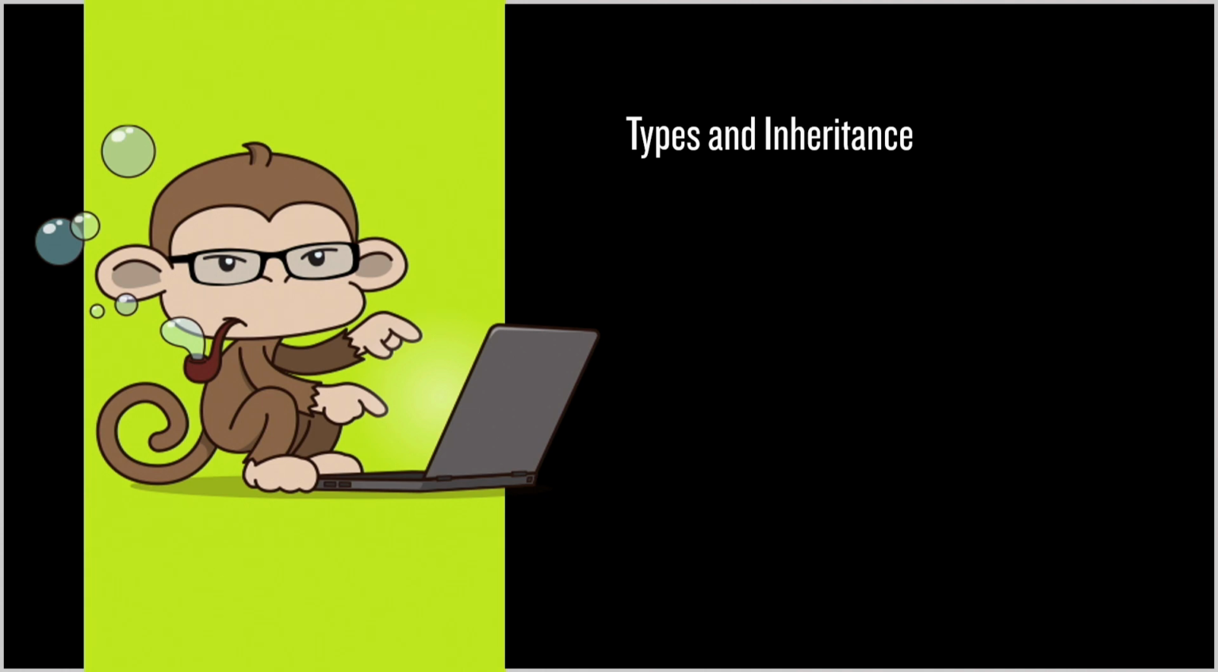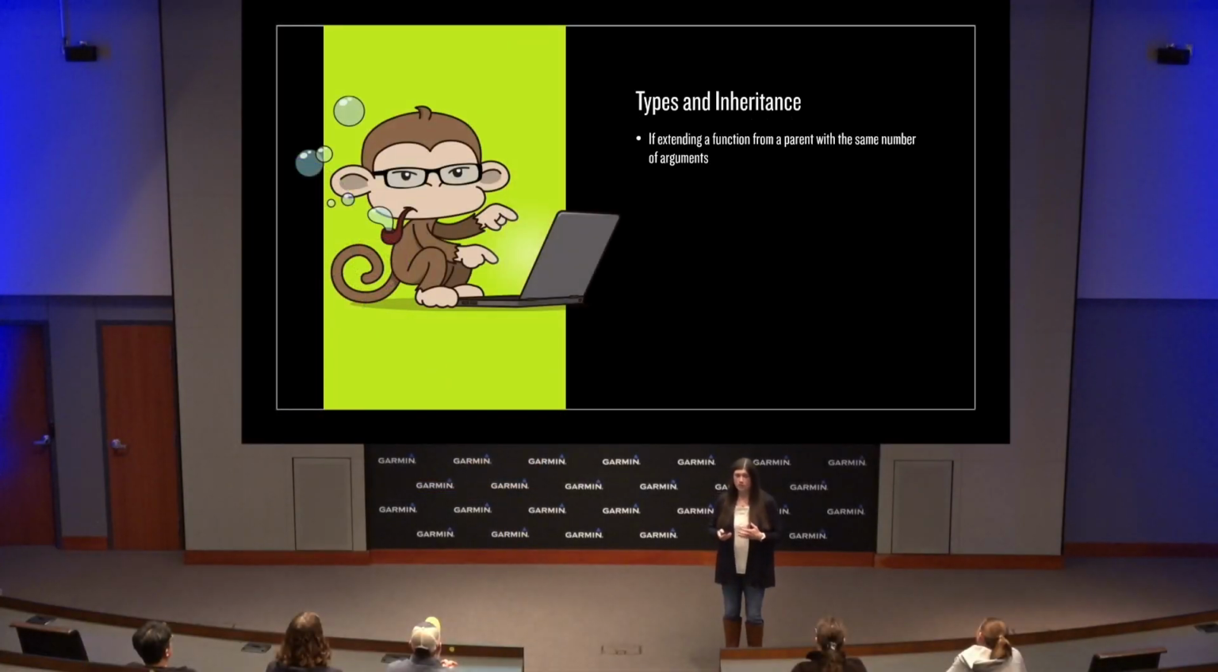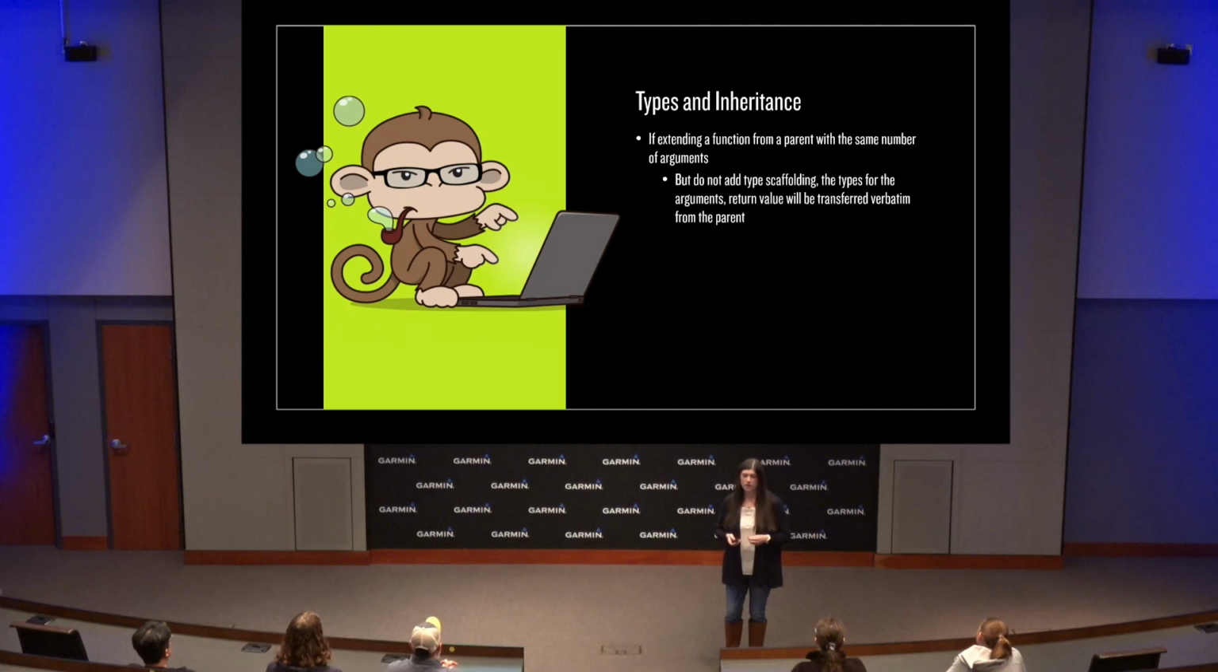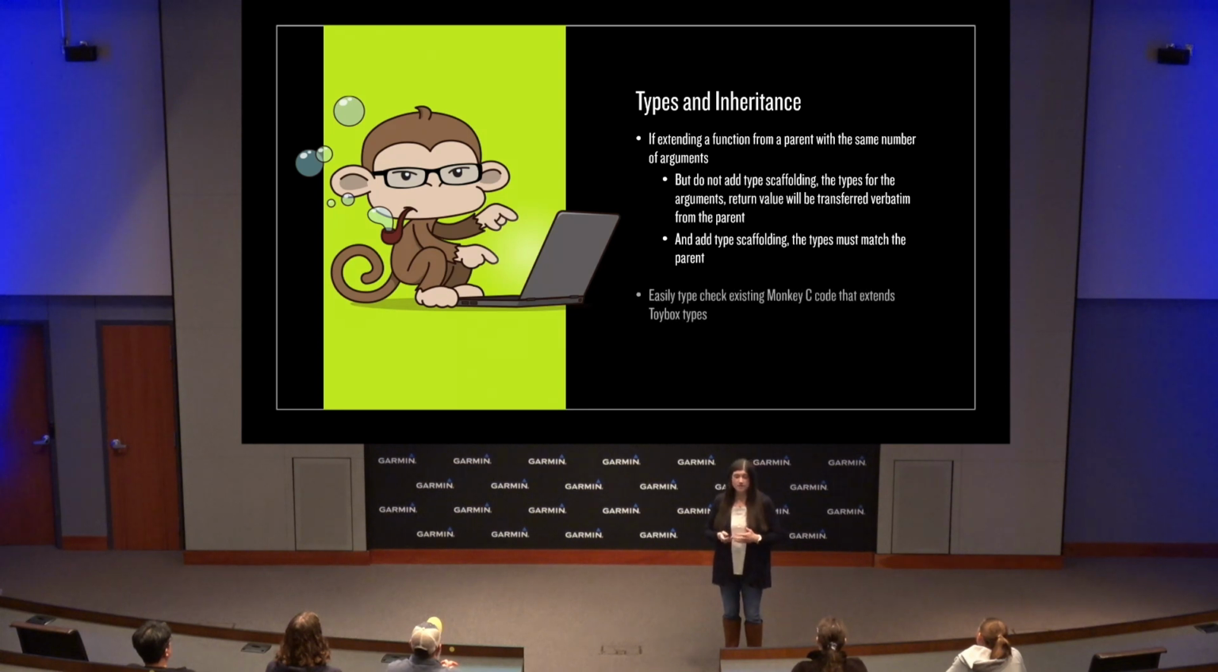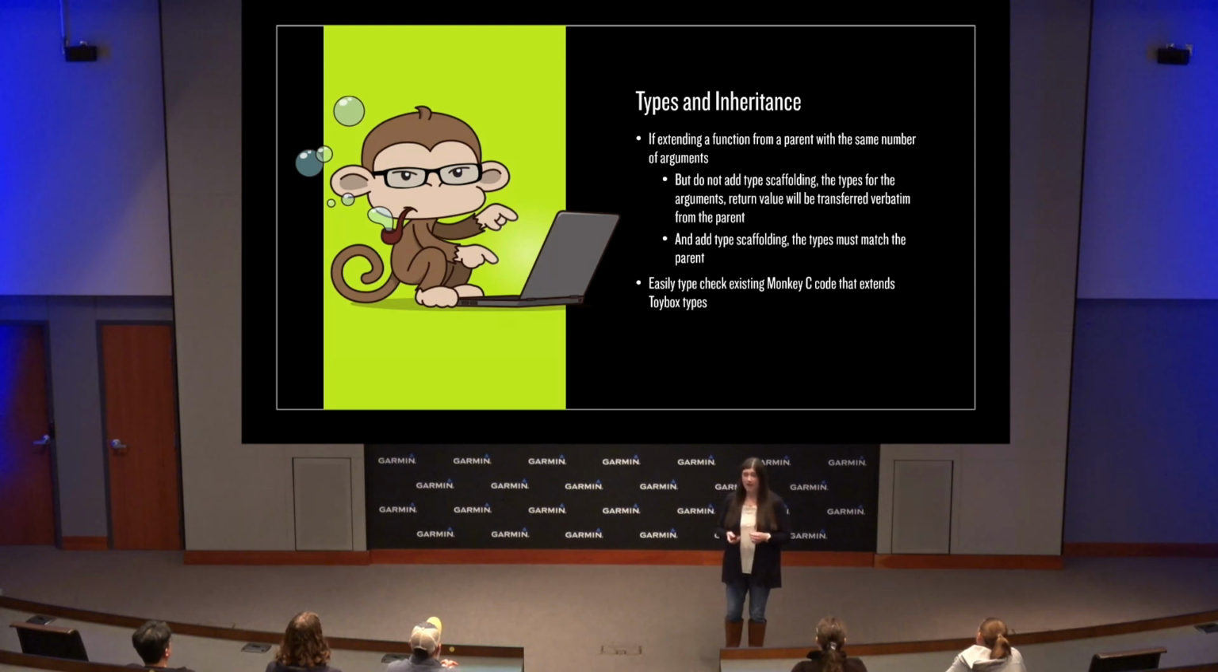When extending classes, the monkey type system will use the following rules. If you extend a function from a parent with the same number of arguments, but do not add type scaffolding, the types for the arguments and return value will be transferred verbatim from the parent implementation. If you extend a function from a parent with the same number of arguments and add type scaffolding, you must match the number of arguments and type scaffolding exactly, or the compiler will error. This allows for existing monkey C code that extends toybox types to easily take advantage of type checking without having to add any type scaffolding.